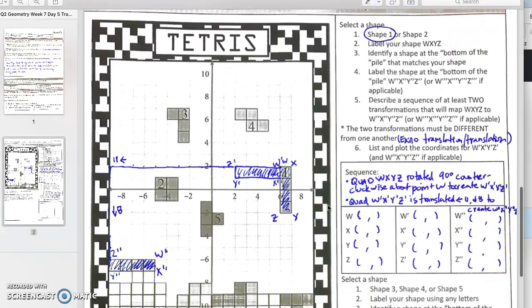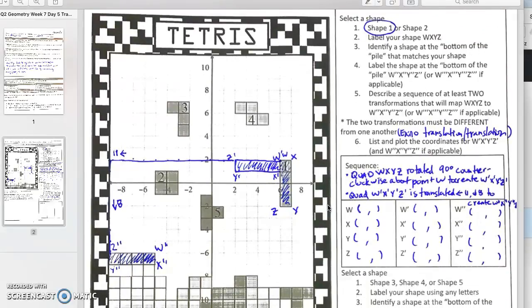So I gave an example here. For example, if we look at shape 1, we're going to label our shape WXYZ. So I labeled WXYZ here. Next, we're going to identify a shape that matches the shape at the bottom. In this case, we're going to label it W prime, X prime, Y prime, Z prime. And then we're going to describe a sequence of at least 2 transformations that will map WXYZ to W double prime, X double prime, Y double prime, and Z double prime.